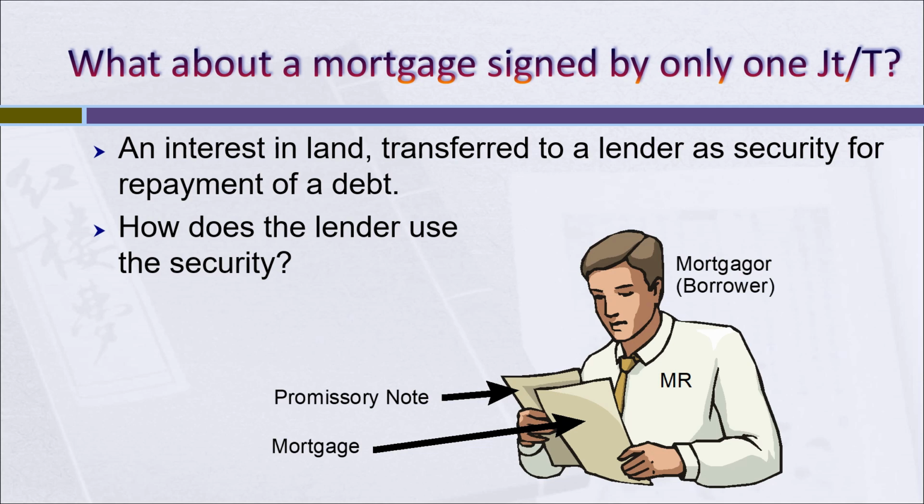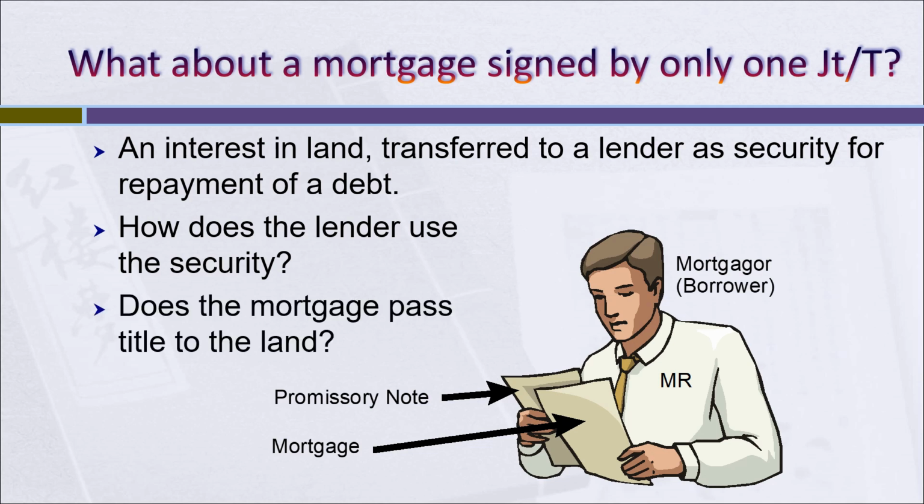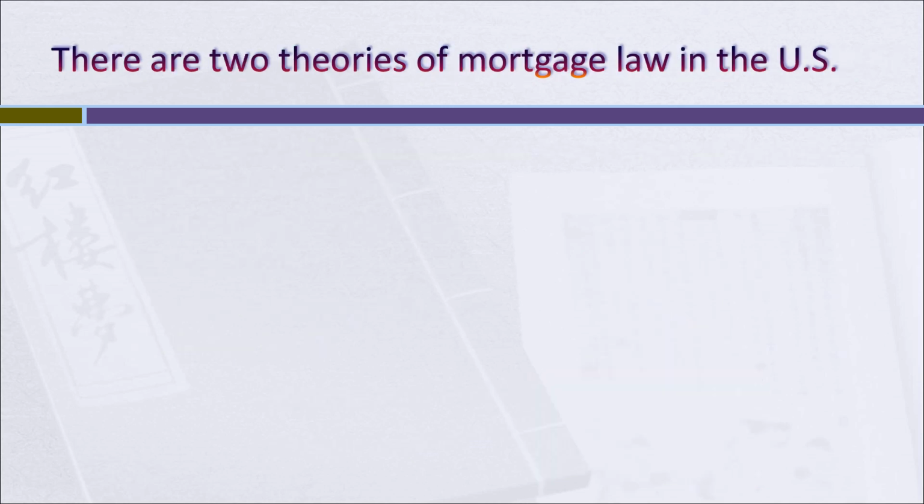Now, the question before us is whether the mortgage passes title to the land. In other words, is the mortgage like a deed? We already know from our previous discussion that a deed executed by only one of the two joint tenants would sever the joint tenancy. Will a mortgage be enough like a deed that it also will sever the joint tenancy? Well, the answer depends on the jurisdiction, and there are two different theories of mortgage law that are prevalent in the United States.